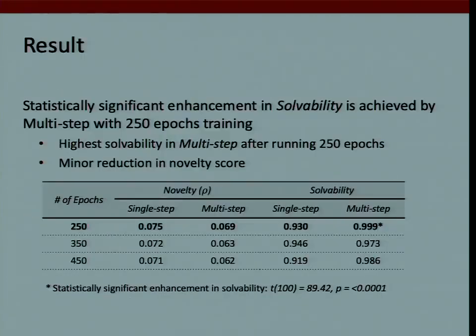And the result shows that there's a statistically significant enhancement in solvability. It's achieved by the multi-step approach with 250 epochs of training. However, there's a minor reduction in the novelty score. But this reduction means that only 2 or 3 tiles are different. So by sacrificing 2 or 3 tiles of difference, we were getting significantly more solvable levels. So I think it's good.